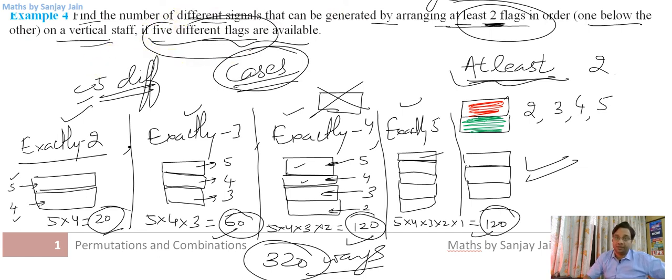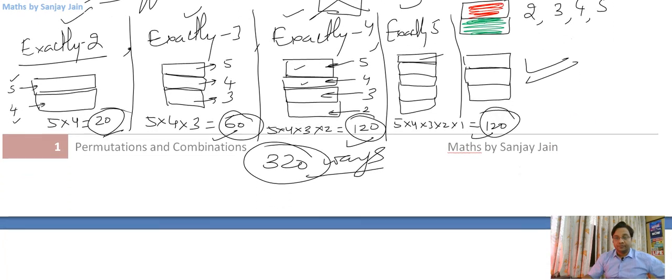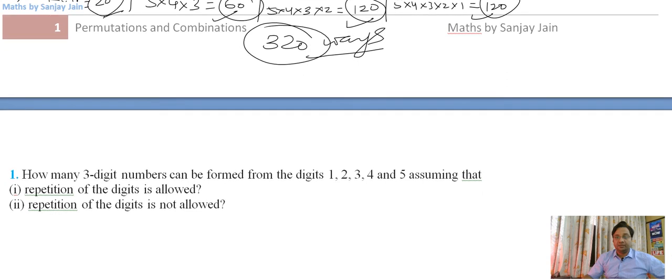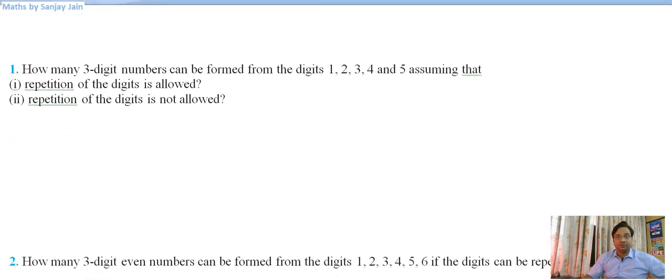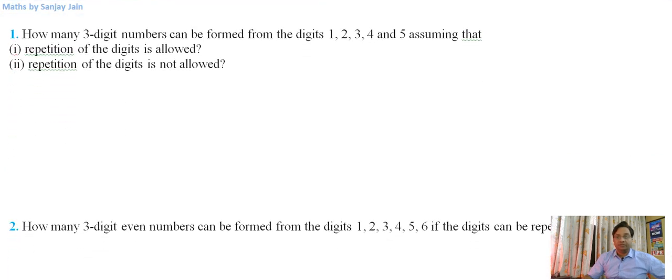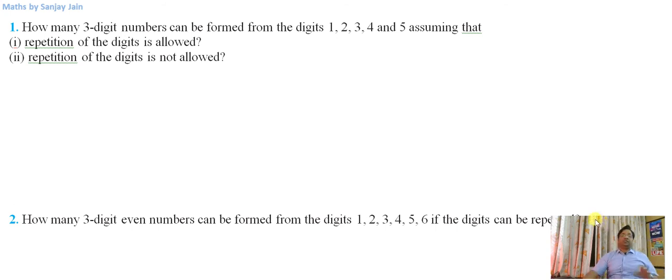I hope I am able to explain this to you and you have understood what the fundamental principle of counting is. Let us move to the exercise now. I hope you have understood the way. Now we just do these questions really fast.